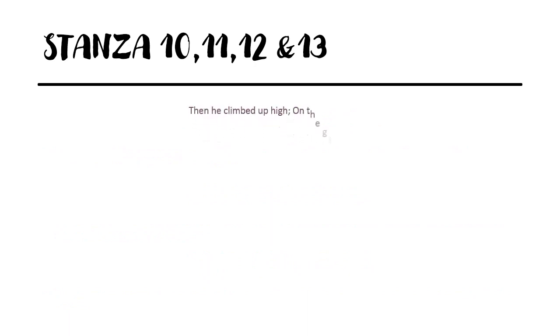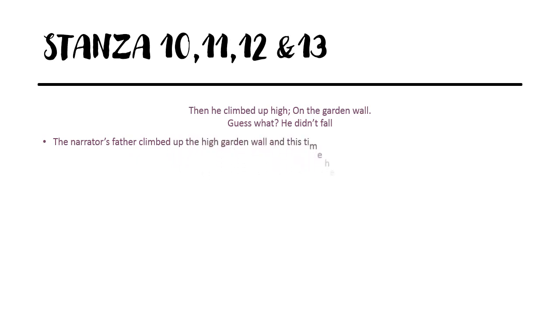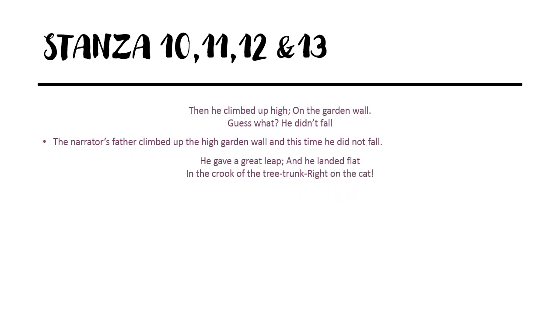Then he climbed up high on the garden wall. Guess what? He did not fall. So finally, the narrator's father climbed up the high garden wall and this time he did not fall. Good news, right? He gave a great leap and he landed flat in the crook of the tree trunk right on the cat. The father, with a great leap, finally landed on the tree top, right on the cat.